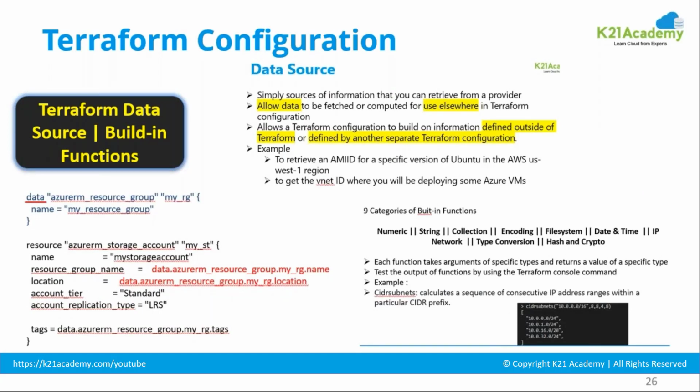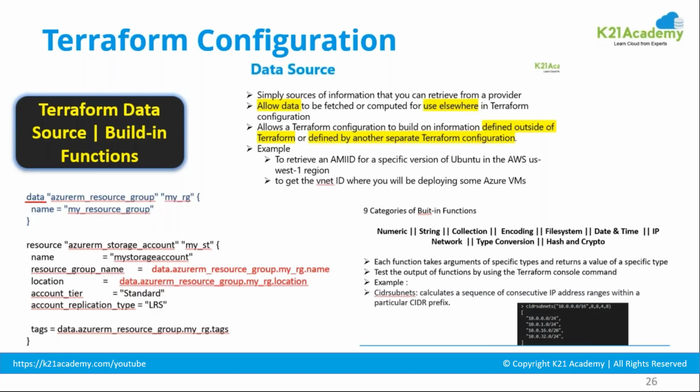We talked about a data block, which basically helps us in scenarios where, once your resource is created, using that resource information, you want to create some other resource. So you can fetch the data of that resource and use it elsewhere in your infrastructure as code definition. That is what we talked about, the data sources.